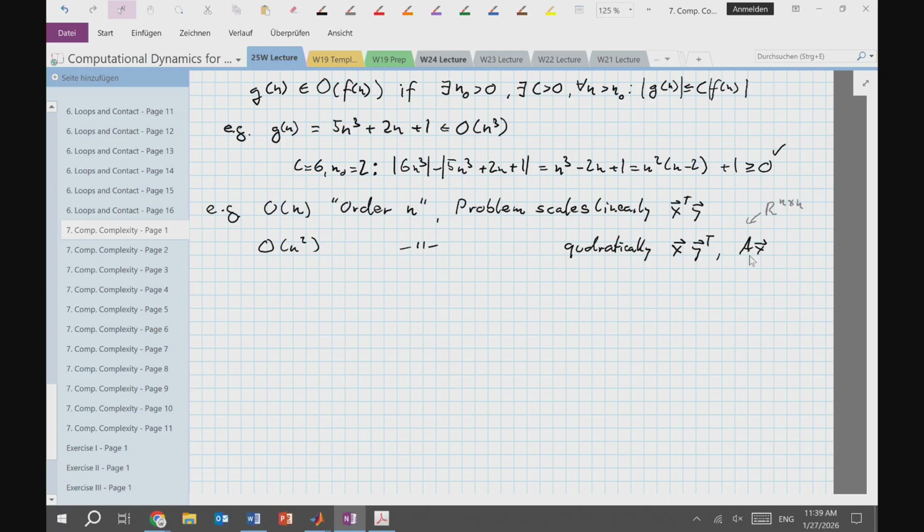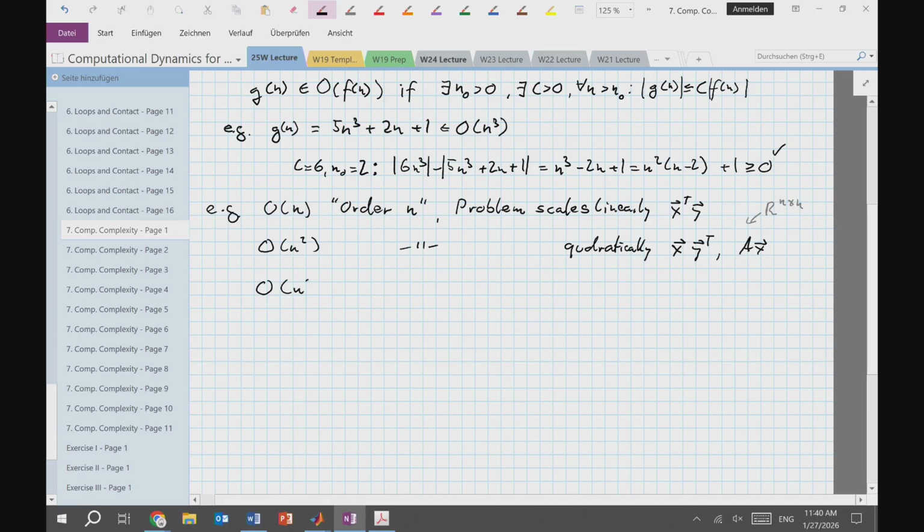And in practice, whenever there's a matrix involved, it has to be at least order n square, because just putting that matrix in memory or just writing the matrix down is an order n square operation, because a matrix will have n square entries.